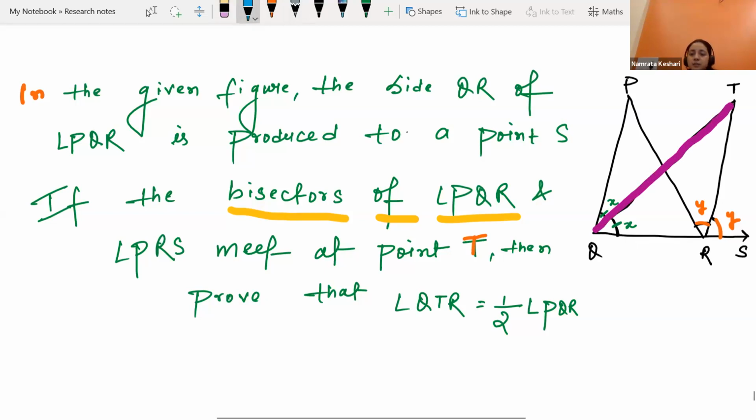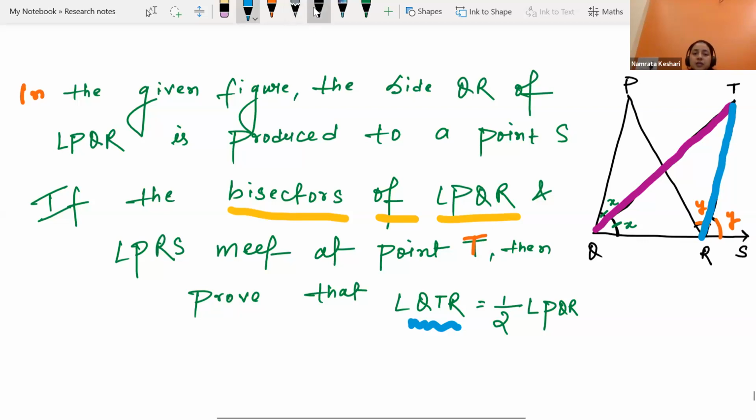And this is the bisector, and both meet each other at T. The question is clear to us, right? Yes, ma'am. Then prove that QTR, where is QTR? QTR, this angle, is equal to half of PQR. Okay, let's try proving it.